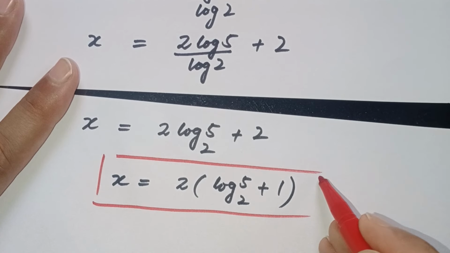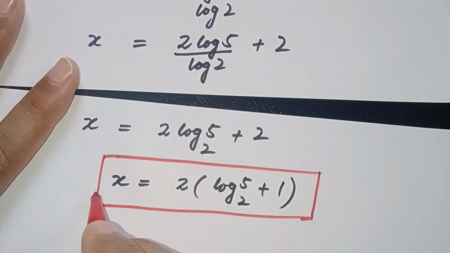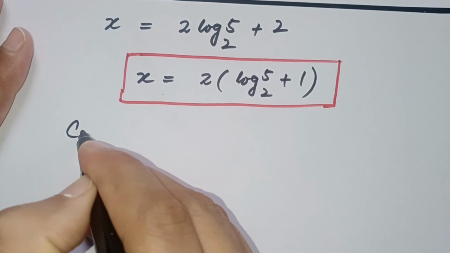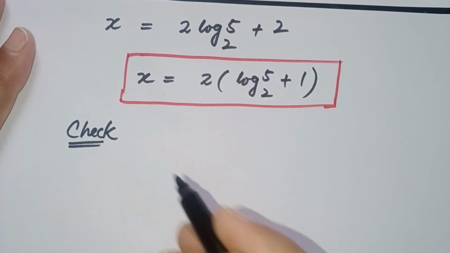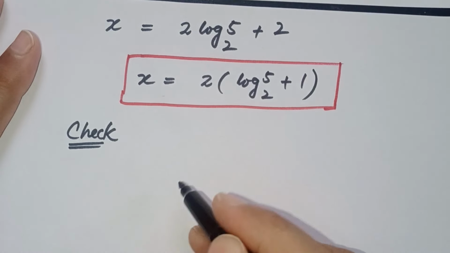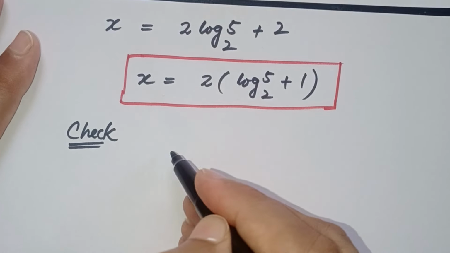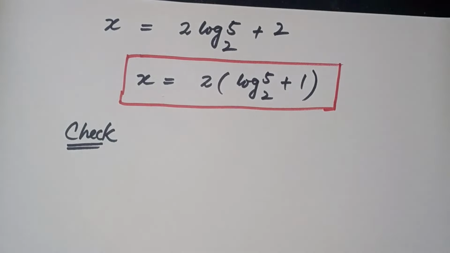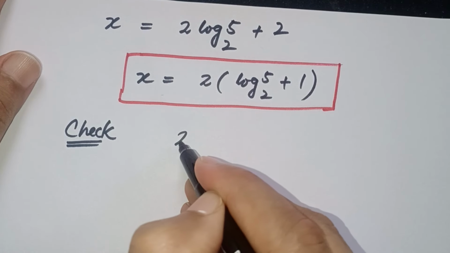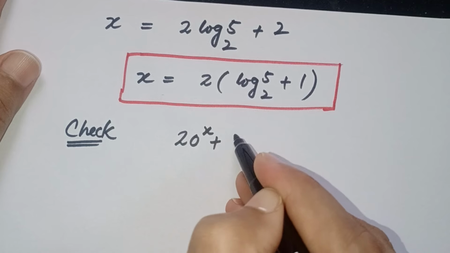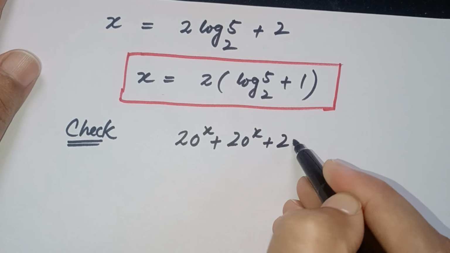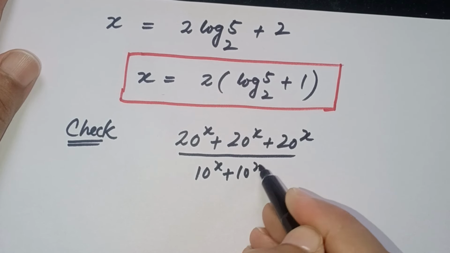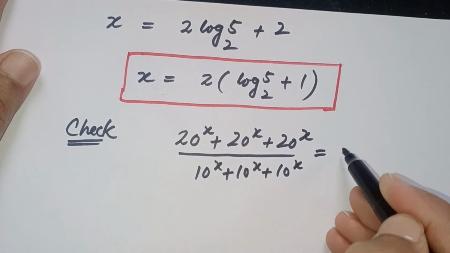So it is the final value of x. But we need to check this value. To check this value, we will use our given equation and insert the value of x in the given equation to check whether it satisfies the equation or not. So by writing the given equation, (20^x + 20^x + 20^x) over (10^x + 10^x + 10^x) is equal to 100.